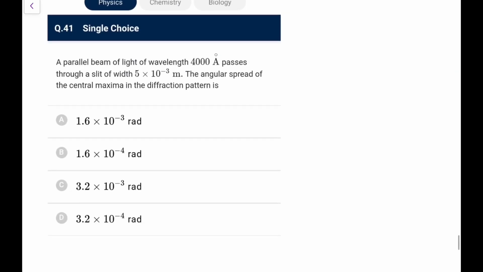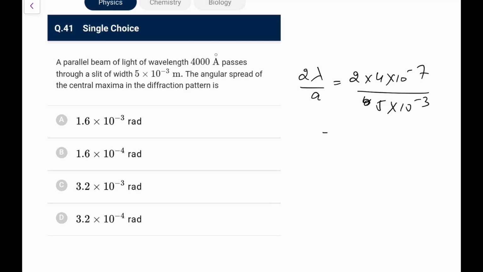Next one. A parallel beam of light of given wavelength passes through a slit. The maximum angular spread of the diffraction would be 2 lambda by a, that is 2 into 4 into 10 to the power minus 7, a is 5 into 10 to the power minus 3. So it is 8 by 5, that is 1.6 into 10 to the power minus 4 radian. Go for option B in this case.